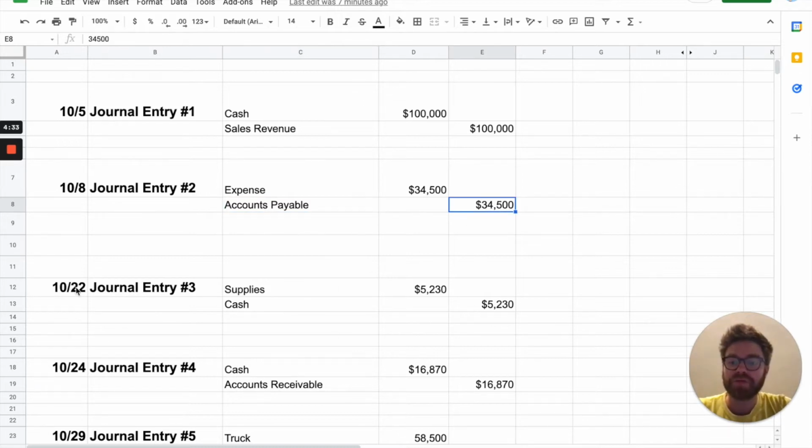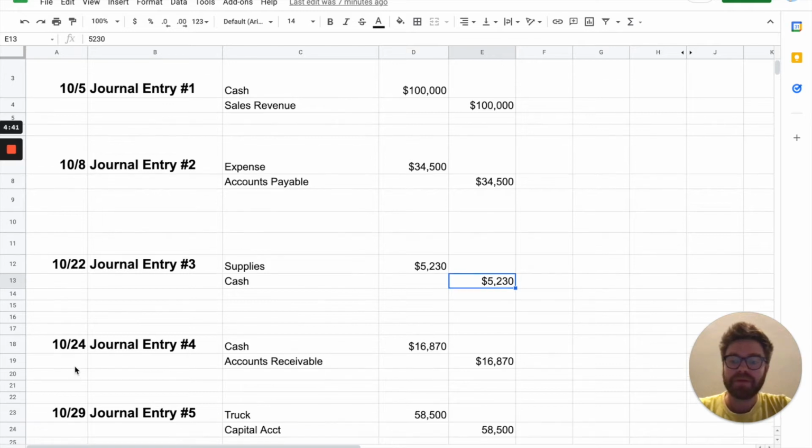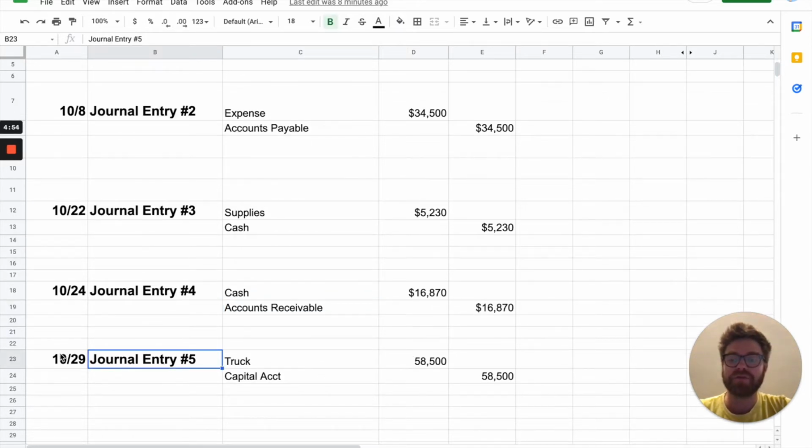The third entry here on the 22nd, we bought some supplies with cash. So supplies went up, and then cash went down for $52.30. Then on the 24th, we went ahead and collected cash on a previous receivable that we've been waiting on. So cash went up by $16,870, accounts receivable went down by $16,870. And lastly, on the 5th journal entry at the very end of the month, we went ahead and put a truck in the business. So it basically added or acquired a truck, and that increased the equity account there. So the truck went up by $58,500, capital account went up as well by $58,500.